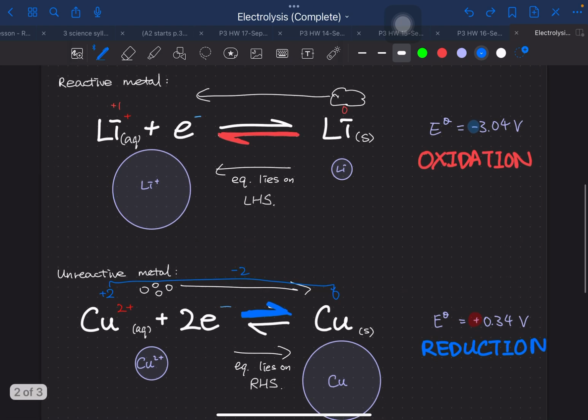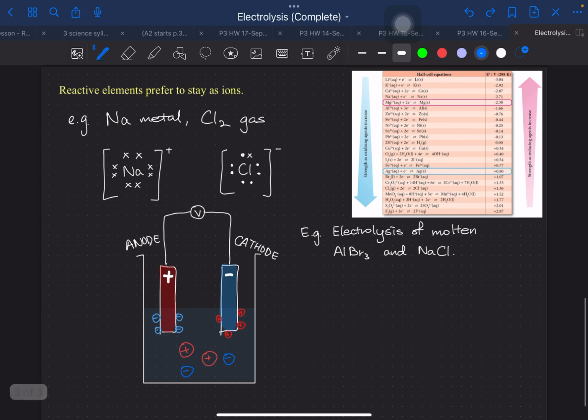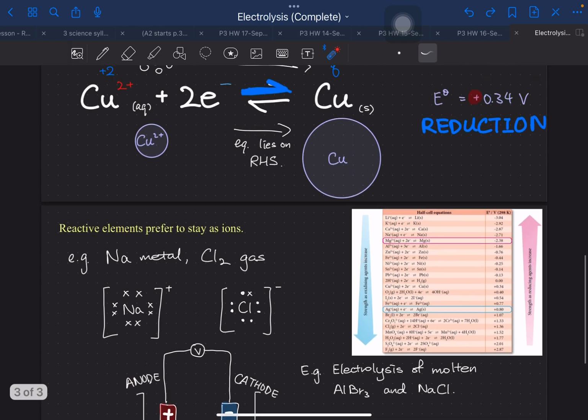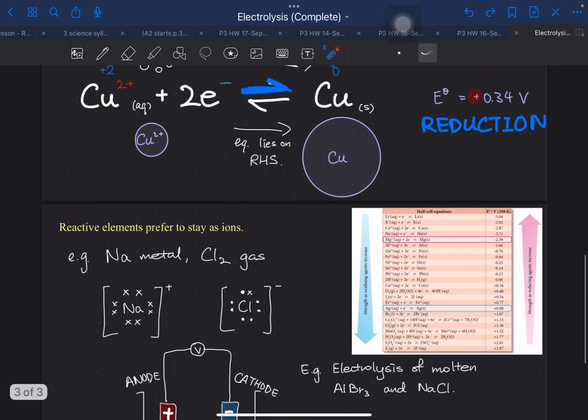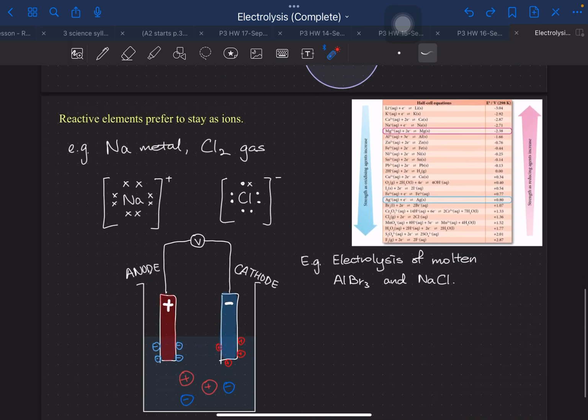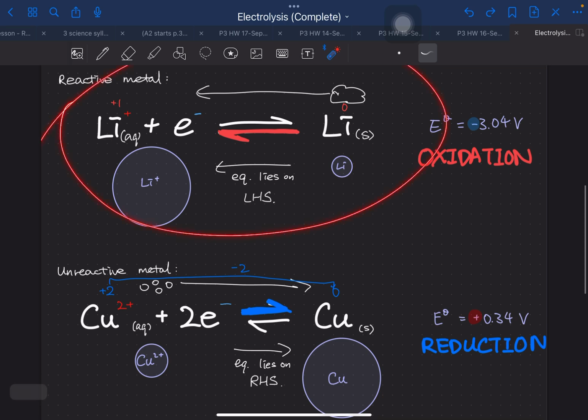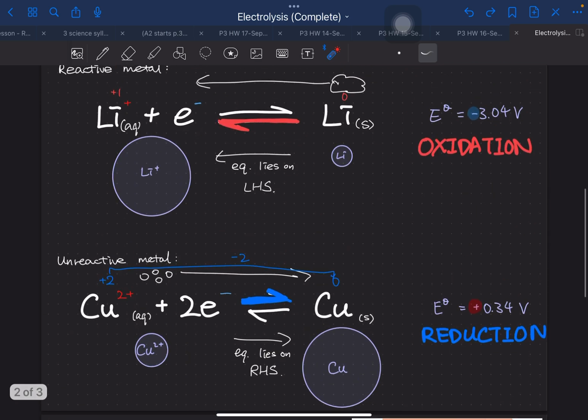So there's a statement that I want you to remember. Reactive elements prefer to stay as ions. This is a very useful statement, just as useful as this table you have right here. This statement actually explains what I had just now. So lithium is a reactive element, and the reactive element, you see the reaction lies on the left-hand side, so it prefers to stay as ions. It makes sense. But why is this the case?